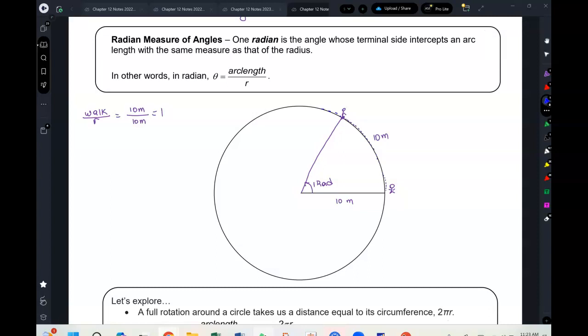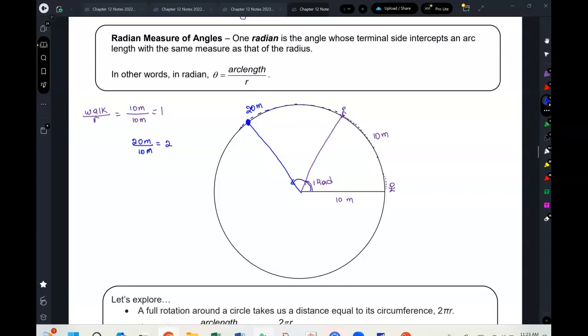Your coach is like, all right, just keep walking. Never mind, nothing to see here, right? So now he blows the whistle again, and now you're here. And you look at your speedometer or your watch, and you're like, oh my God, I've walked 20 meters. So now the distance that you walked over the radius, how much is it now? 20 to 10, how much is that? 2. So that angle is 2 radian.